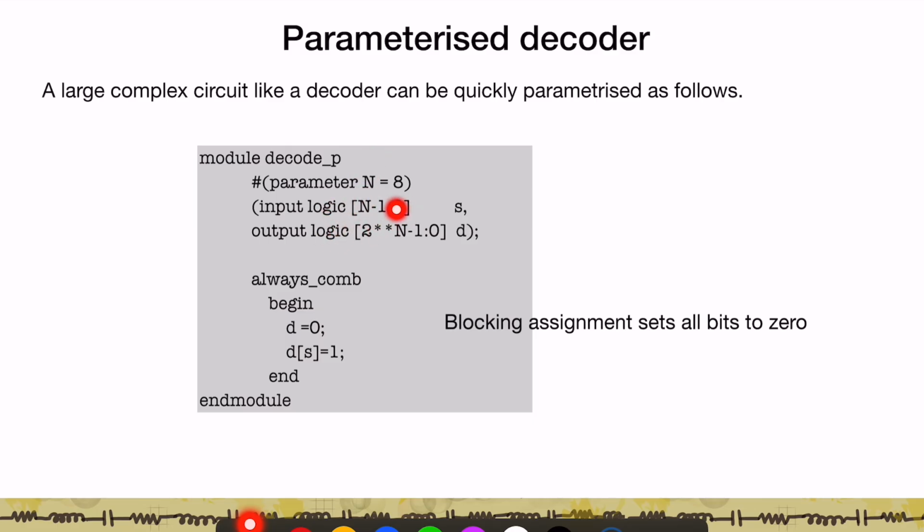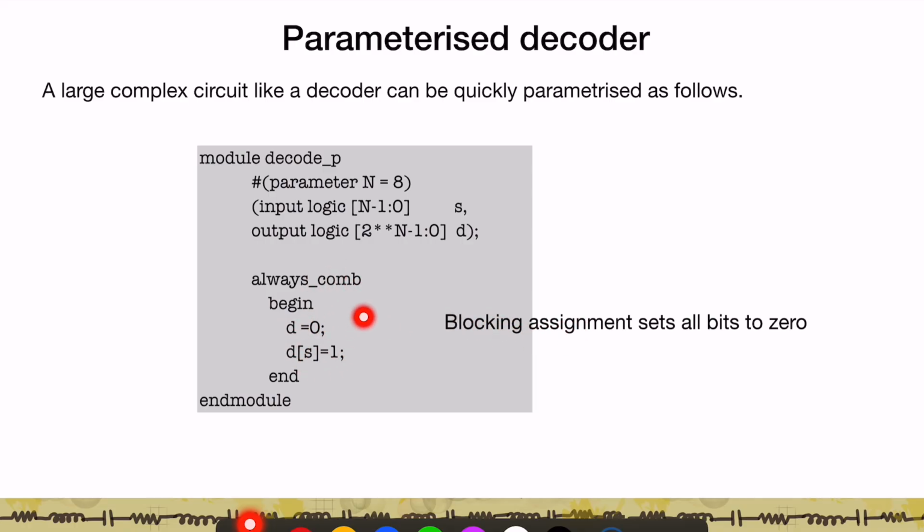So here's an example of a decoder that is parameterized. Again, I'm passing a parameter term and setting its default to be an 8-bit input. So my input logic is an 8-bit word, logic n minus 1 to 0 of s. And my output logic is going to be 2 star star n. Now this 2 star star n is basically 2 power n. So my output logic is a 2 power n minus 1 word, right? And so the simple way to set a decoder is to use the always statement. So I have always_comb, initially set all of it.